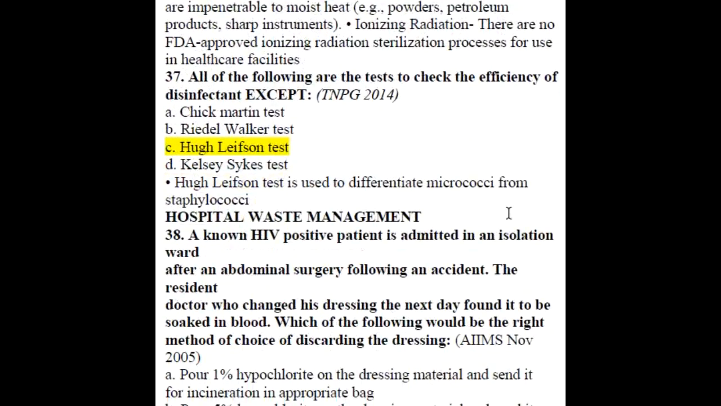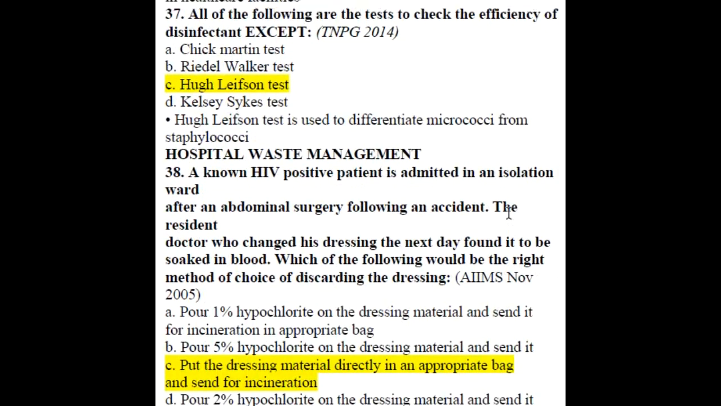Then, all of the following are used to check the efficiency of disinfectant except. Efficiency of disinfectant is checked by Chick-Martin test, Rideal-Walker test, and Kelsey-Sykes test. Hugh-Leifson's test is used to differentiate micrococci from staphylococci.